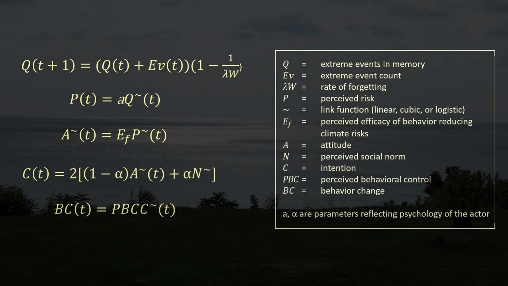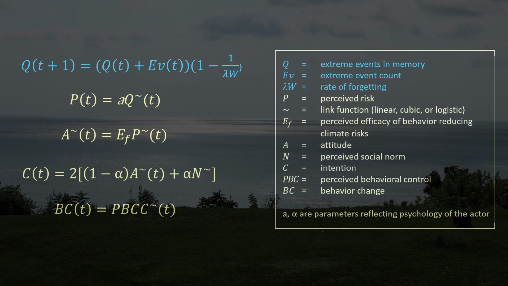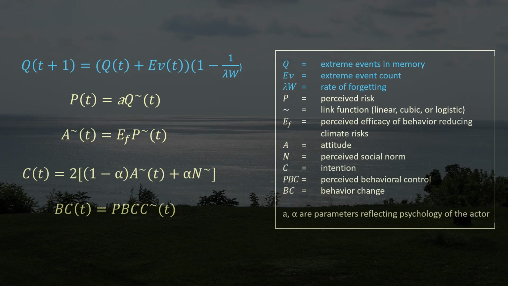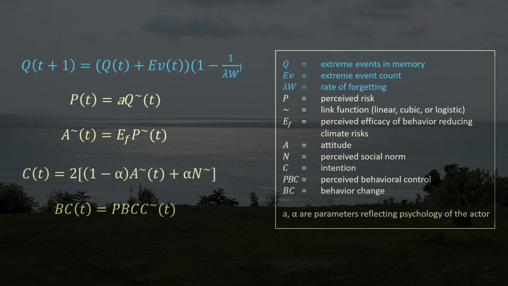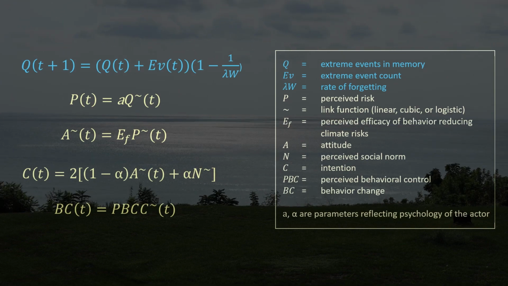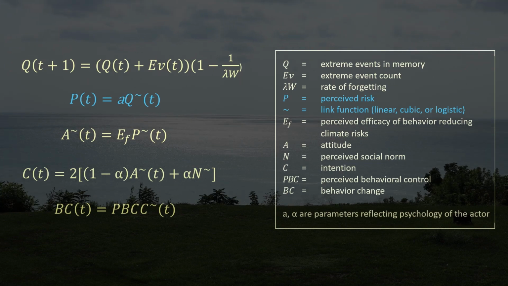In the model, this is represented by a series of equations. The person's perceived risk arises from their memory of extreme heat events in recent years, Q of T. In this equation, EV represents the anomalous number of extreme heat events in a year, and lambda W represents the rate of forgetting. The memory of extreme events Q is transformed to a perceived risk P by a linkage function represented by a tilde and a psychological sensitivity parameter A.